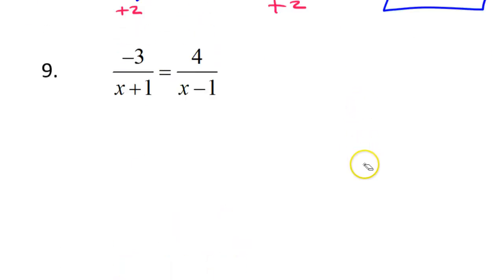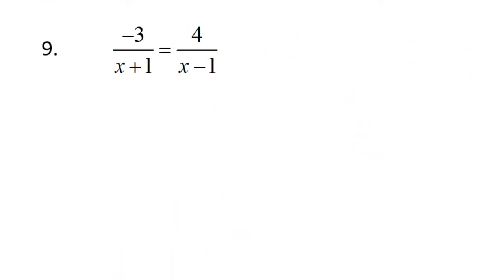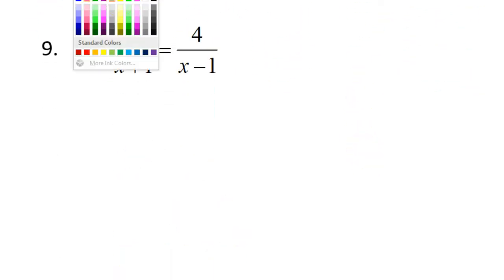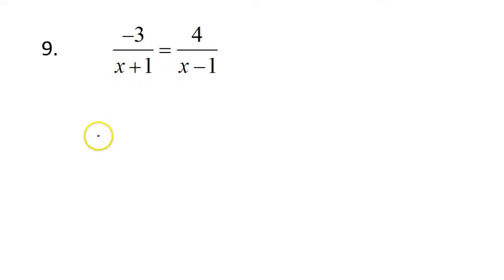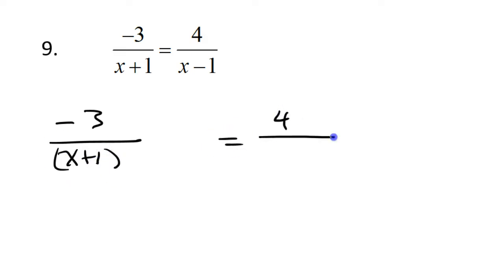Alright, okay, we have 4 more problems. Alright, I'm going to see if I can't do them a little faster. Okay, I think I will spread these apart a bit. So I have negative 3 over x plus 1 equals 4 over x minus 1.